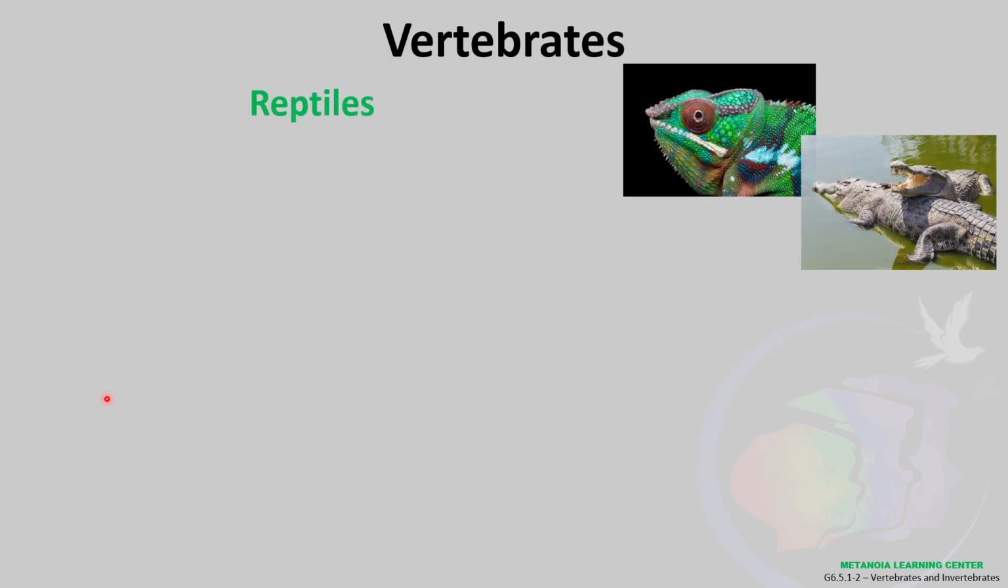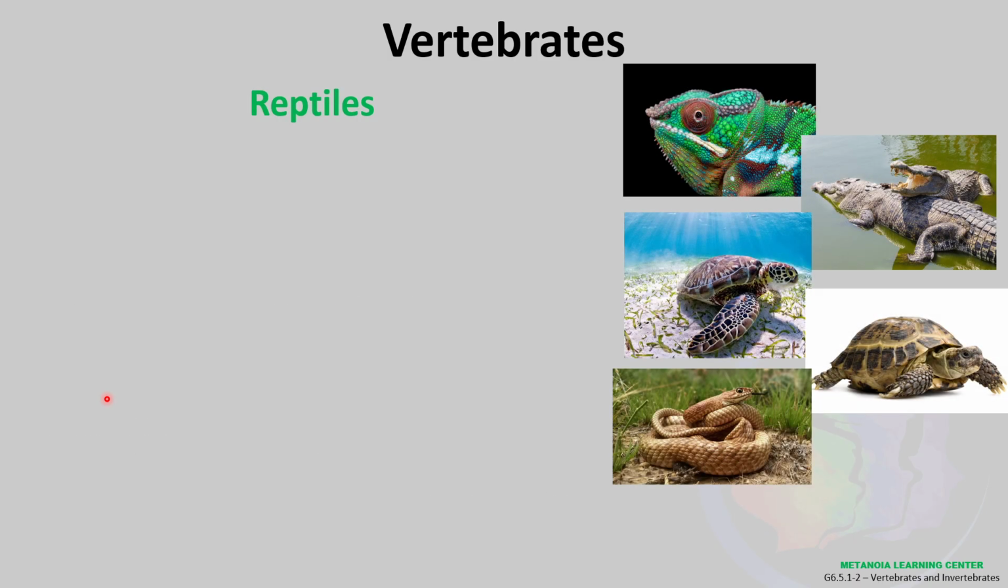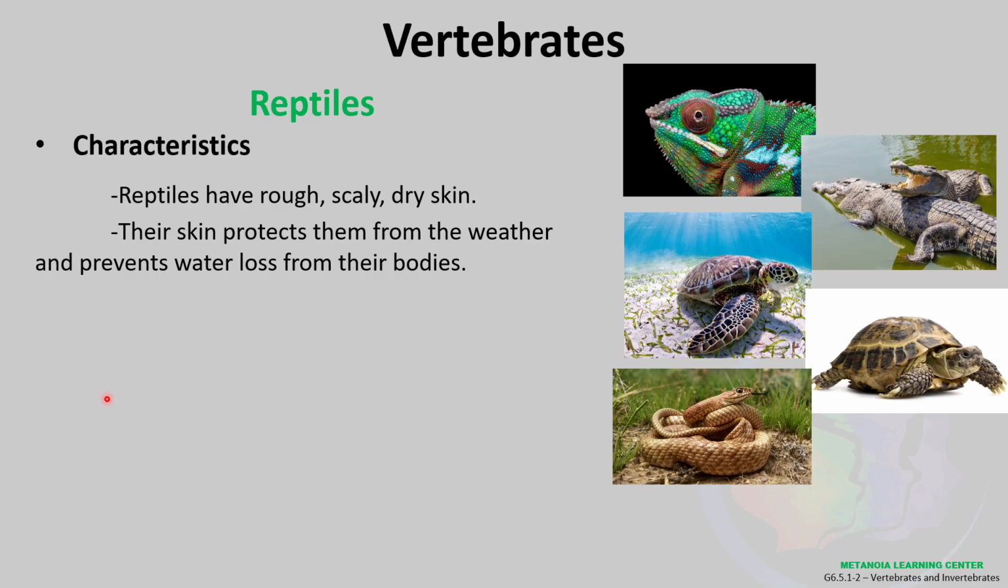Next is reptiles. Ito naman mga reptiles. Kanina amphibians, ngayon naman we have a different class which are reptiles. Most people tend to get confused about these two. Okay, so that's why it's very important for us to take note of their information. Characteristics nila. Reptiles have rough, scaly, and dry skin. Their skin protects them from the weather and prevents water loss from their bodies.